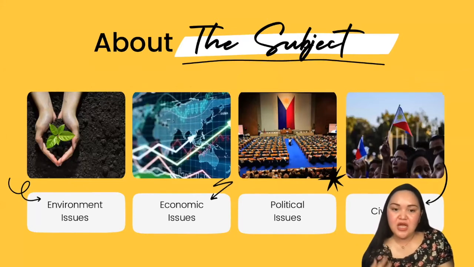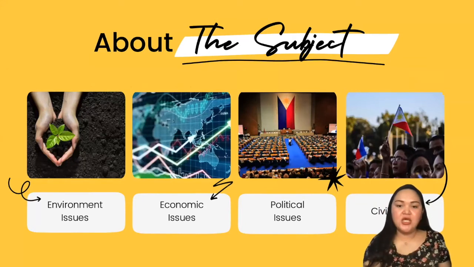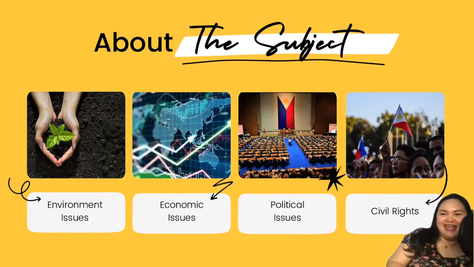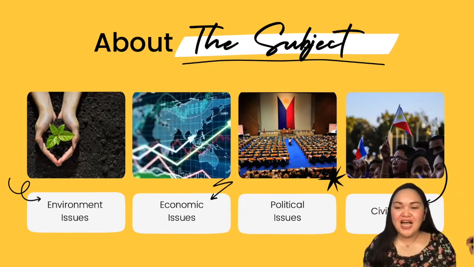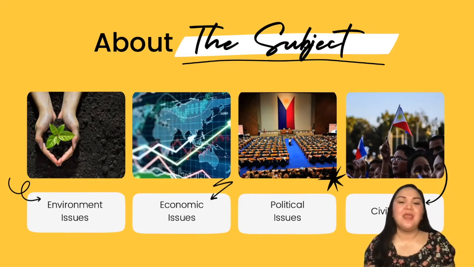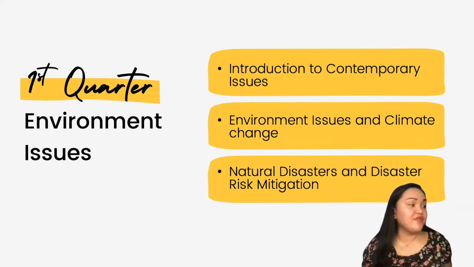For this school year, we have divided CI into four different clusters: environment issues, economic issues, political issues, and of course, civil rights. So those are the four different clusters that we will be discussing. Now let's take a look at the first quarter.